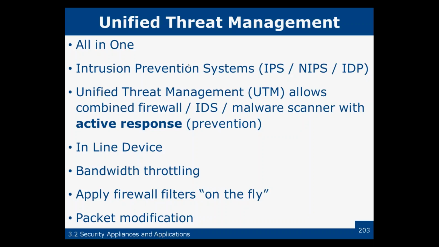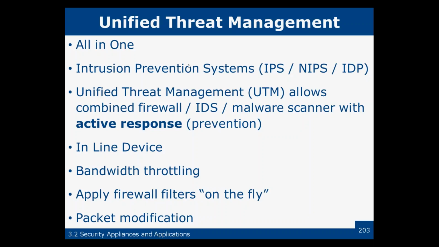Unified threat management is an intrusion prevention system, a network IPS, and an IDP. It allows a combined firewall, IDS, and malware scanner with active response. So it can actually respond to these things and prevent the attacks, or help to prevent the attacks. It can take actions to modify what the network does. It's an inline device so that it sees everything coming into the network.